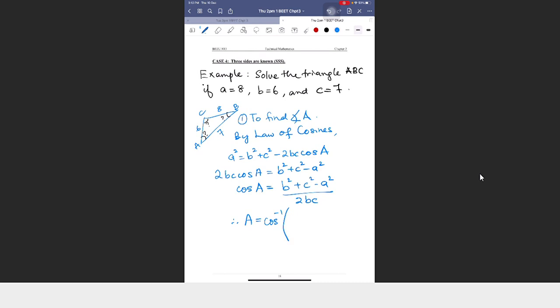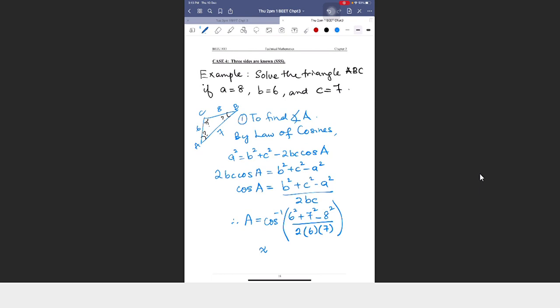Okay, so if I plug in the values, B squared plus C squared minus A squared over 2 times B times C. Okay, so use your calculator and compute this. Give me maybe one decimal place. Okay, round to one decimal place.